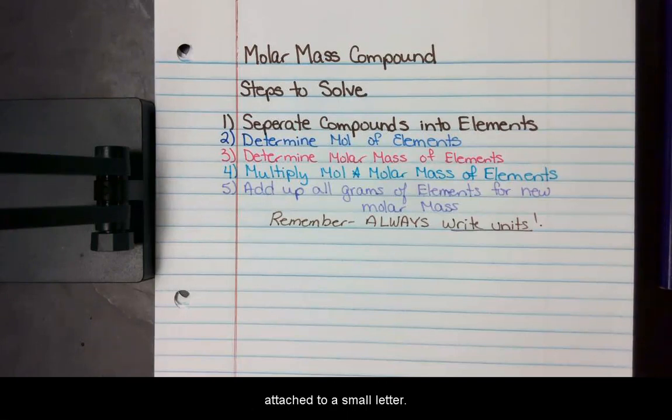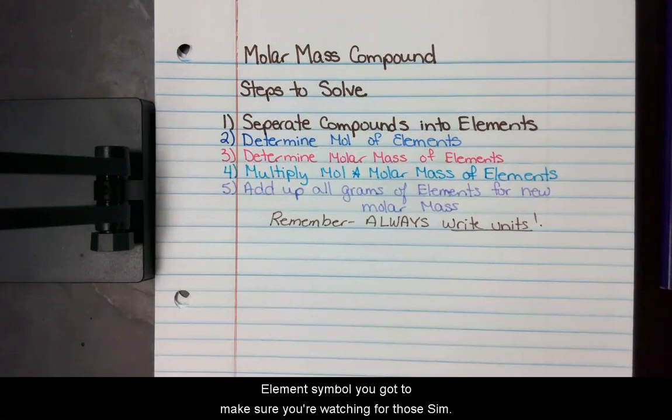A capital letter attached to a small letter is an element symbol. So you got to make sure you're watching for those symbols. Then you got to determine the number of moles of a compound or an element. Determine the molar mass of elements. You're going to multiply your mole times molar mass of elements, and you're going to add them all up to get your new molar mass.